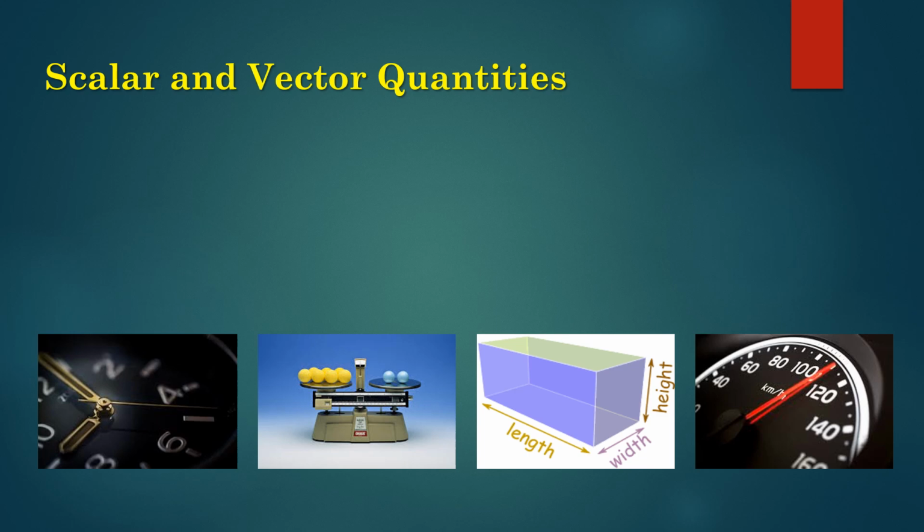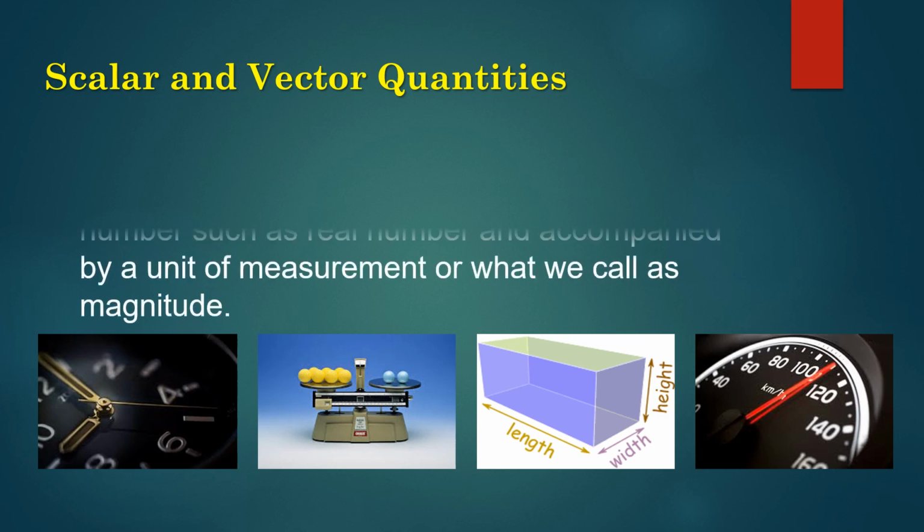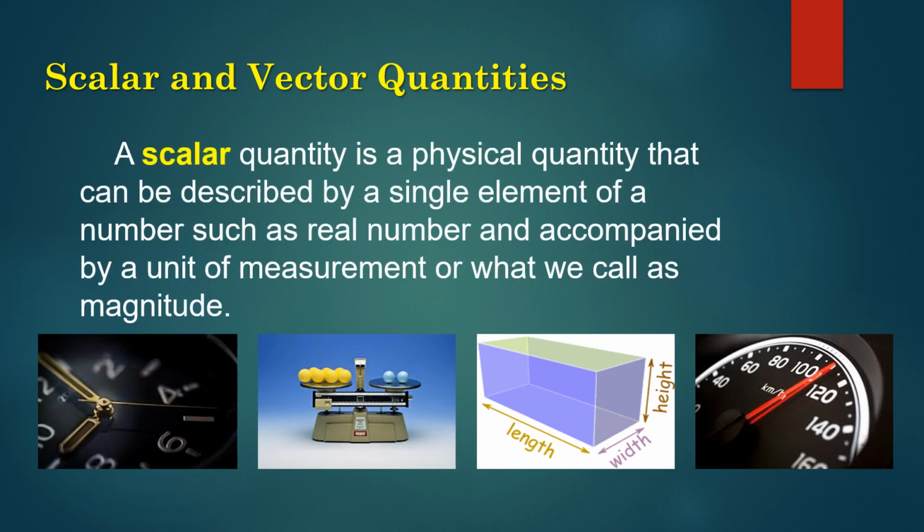So let us now start discussing the difference between a scalar and vector quantity. A scalar quantity is a physical quantity that can be described by a single element of a number such as a real number and accompanied by a unit of measurement, or what we call magnitude. So let's say for example we have time. We can say that time is a scalar quantity because, let's say, you have 5 minutes, you quantify time with a particular numerical value, and then you have the unit of minutes. You can also use 4 hours. So you have the numerical value 4 and the unit which is hours.